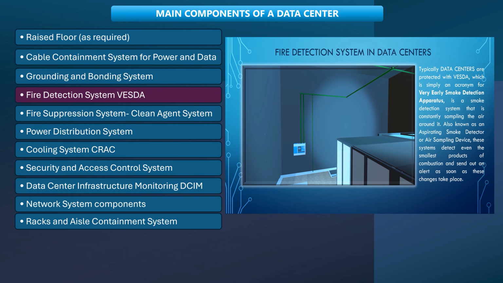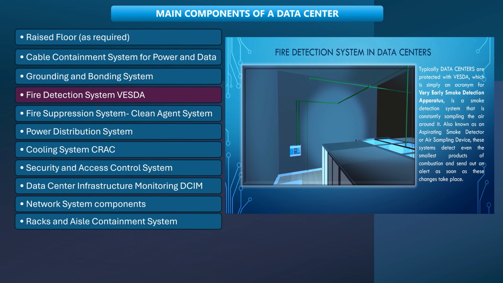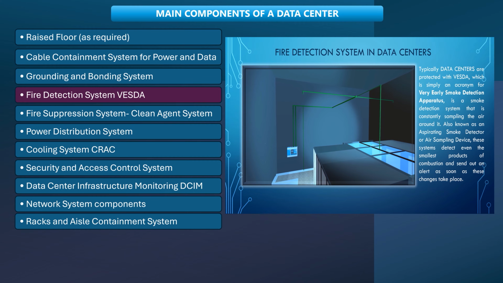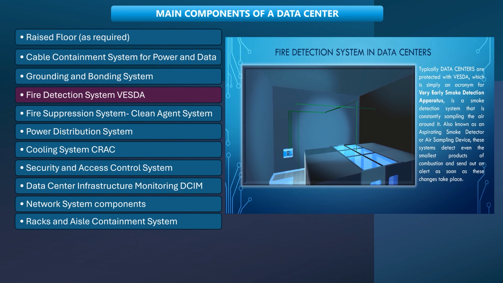VESDA systems are especially suited for protecting high-value assets. A VESDA system allows the fastest response to a possible fire condition because it is constantly drawing air from the room through sampling points along the piping. It will send an alert as soon as the smallest amount of smoke is detected, much faster than standard smoke detectors. VESDA systems are designed to overcome the difficult challenges presented by data centers.